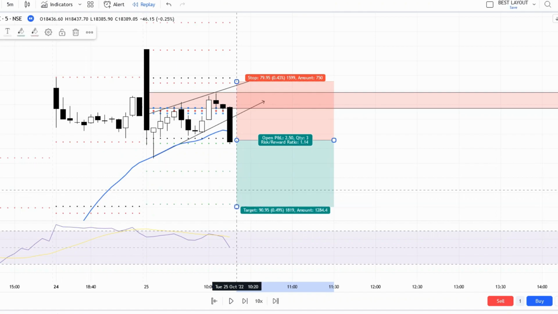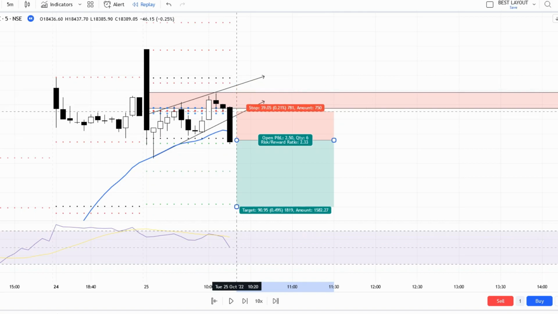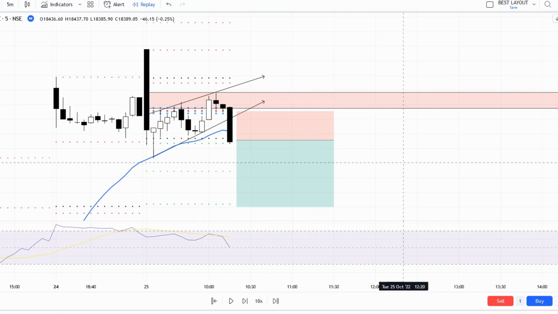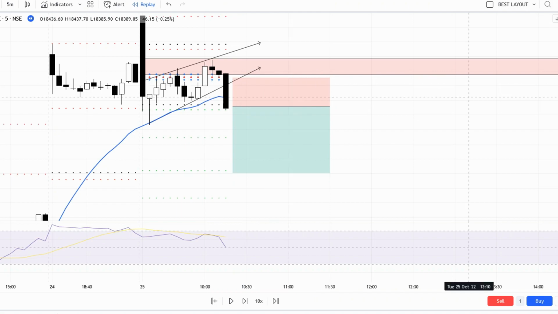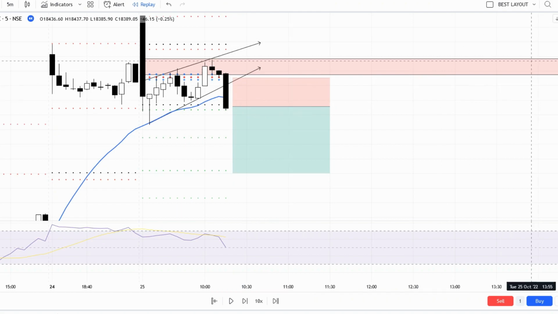Then the previous day high, the previous to previous day high, that is the gap origin, would be your target, and 90% of the current bearish candle would be your stop loss. So this is an ideal situation.